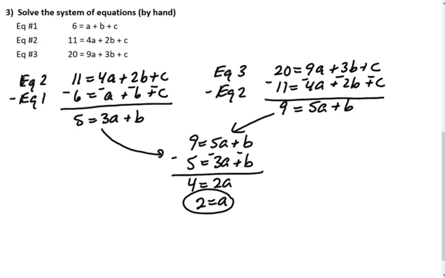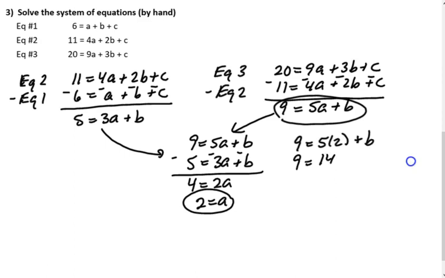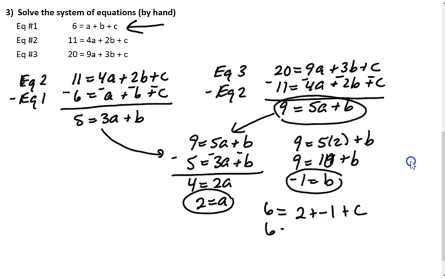So for example, now that I know a, I can use this equation right here to find b. So I can say 9 is equal to 5 times 2 plus b. So 9 equals 10 plus b, so negative 1 equals b. Now that I know a and b, I can go back and pick up this very first equation, which would probably be the simplest to use, and say now 6 equals 2 plus negative 1 plus c. 6 equals 1 plus c, so 5 equals c.